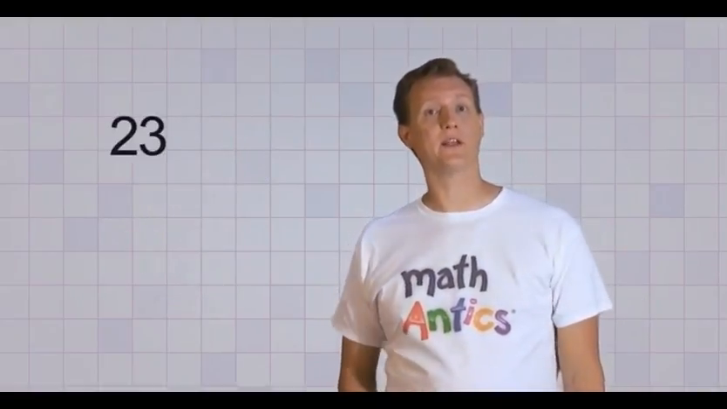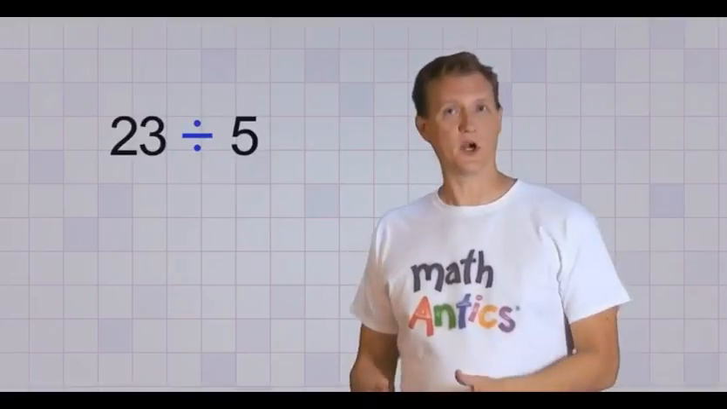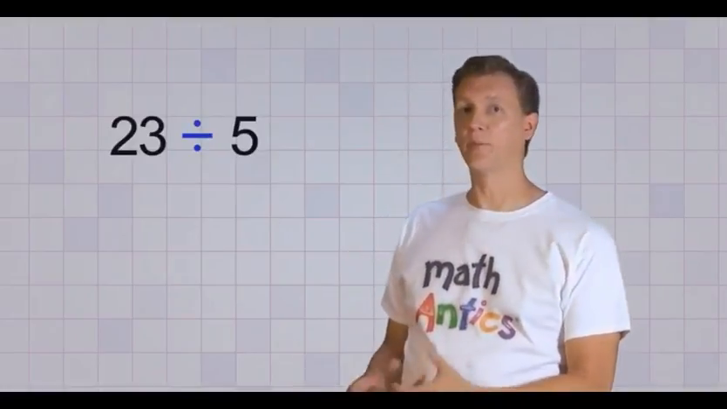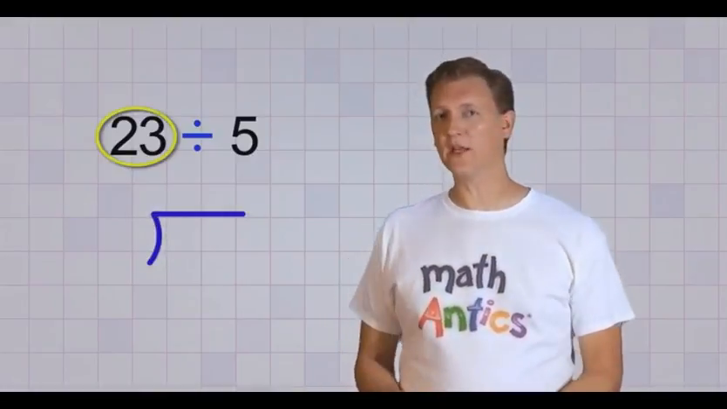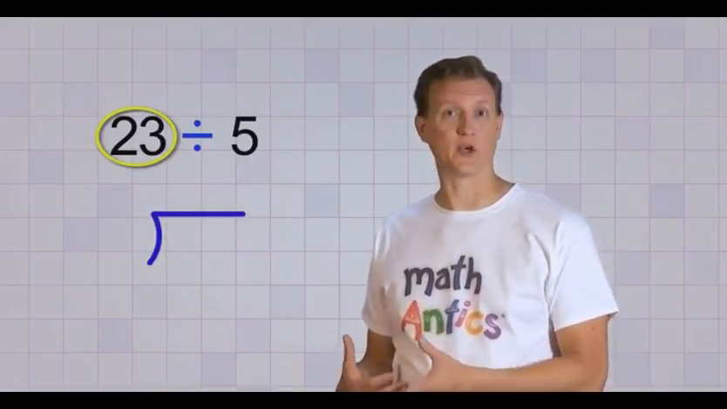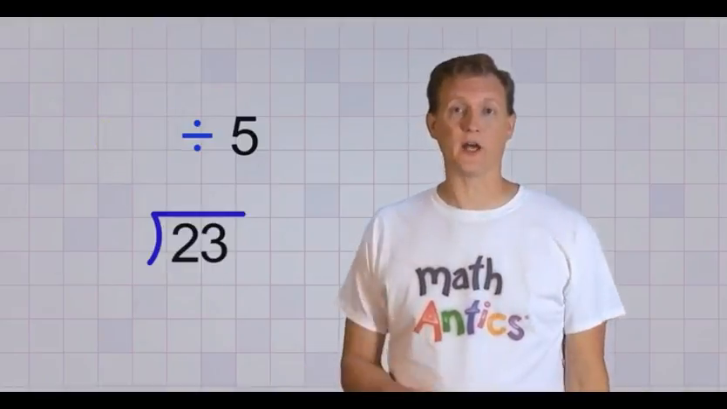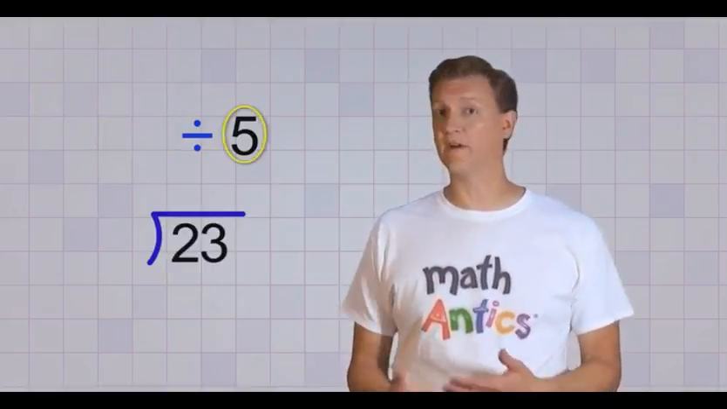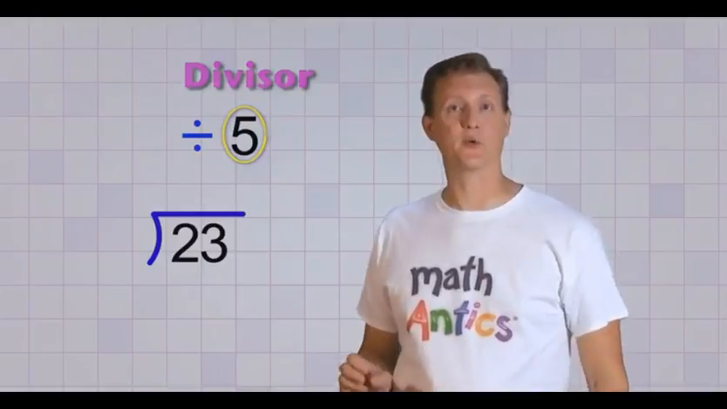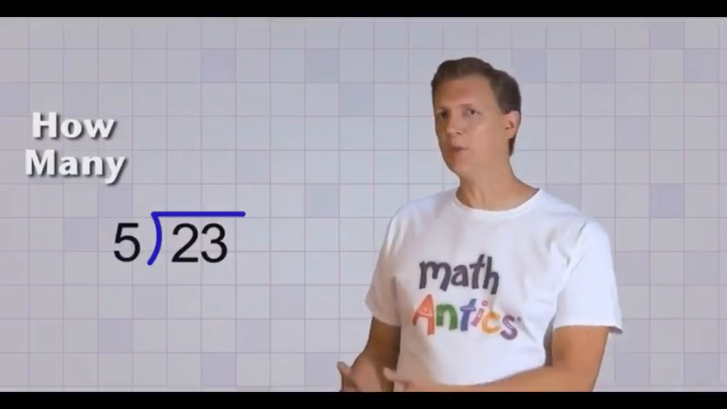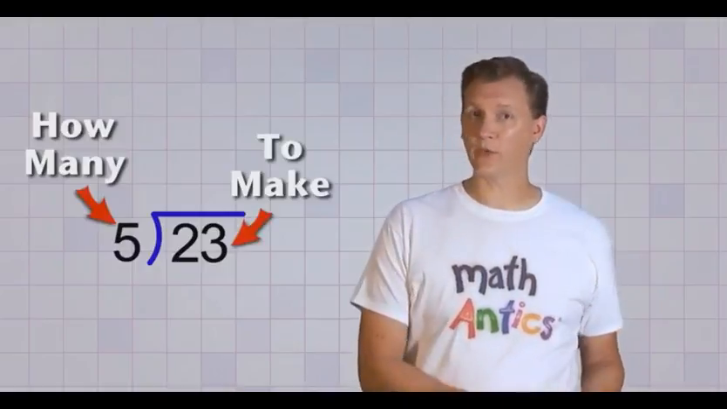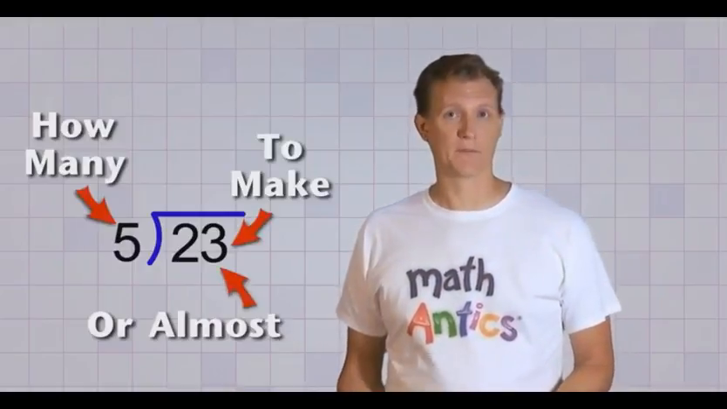Let's try 23 divided by 5. We start, as always, by making sure our problem is written correctly using our new division symbol. The 23 is what we'll be dividing up. It's our dividend. So we put it under the line, and the 5 is what we're dividing by, our divisor. So it goes out front.